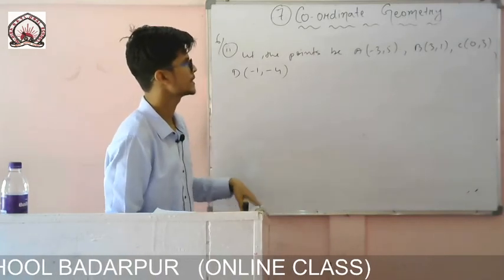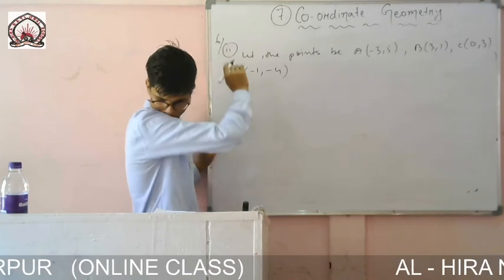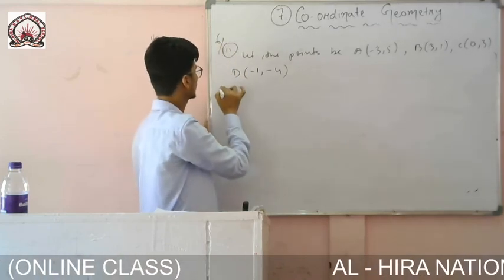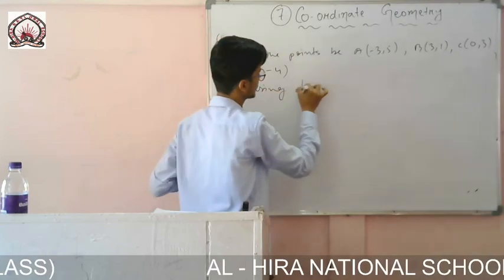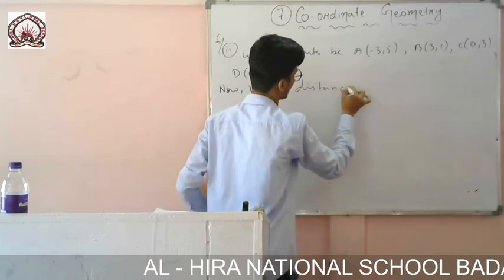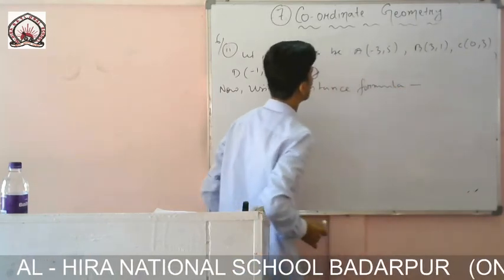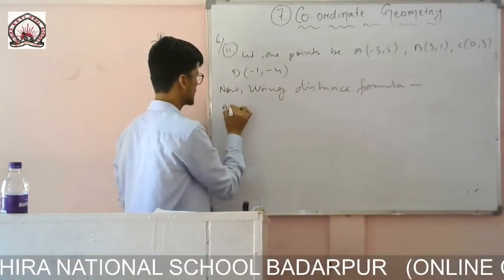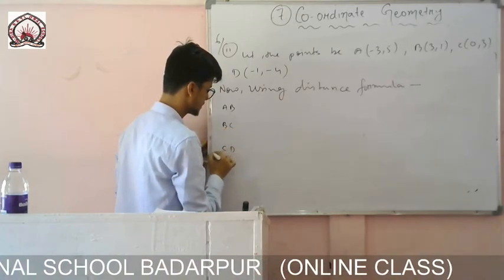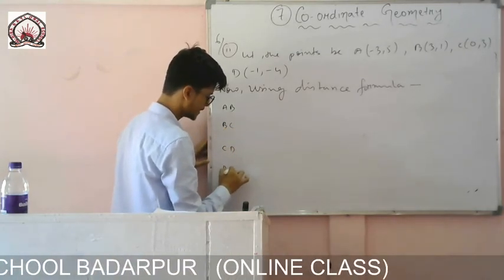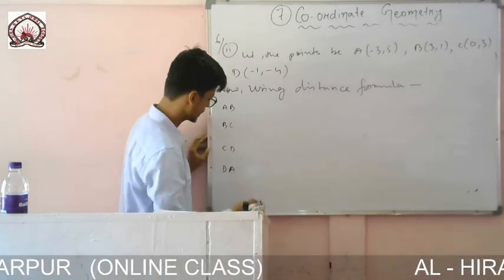Let the points be given. So now using distance formula we'll find one by one. First of all I will find AB, then I will find BC, then I will find CD, then I will find DA. After that I will find the two diagonals.